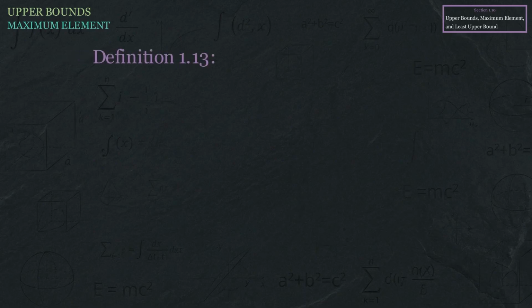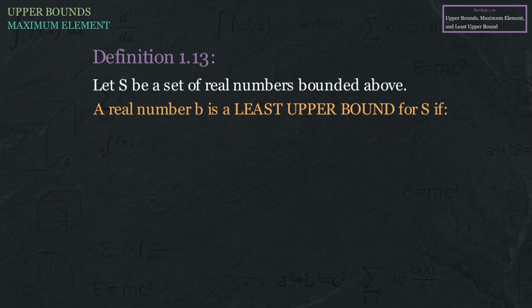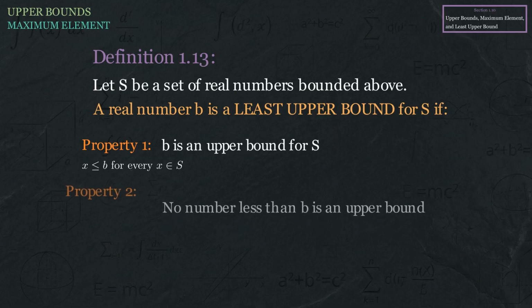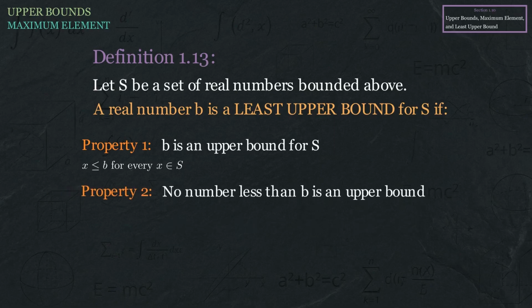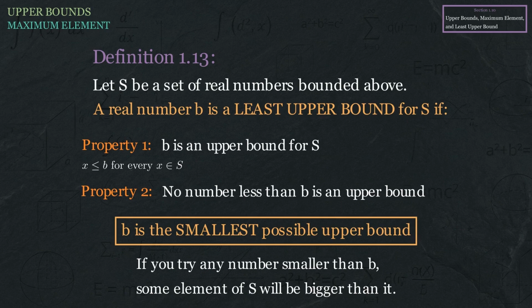Definition 1.13. Let S be a set of real numbers bounded above. A real number b is called a least upper bound for S if it has the following two properties. Property 1. b is an upper bound for S. That's straightforward. Every element of S is less than or equal to b. Property 2. No number less than b is an upper bound for S. Think about what the second property means. It's saying that b is the smallest possible upper bound. If you try to use any number smaller than b as an upper bound, it won't work. There will be some element of S that's bigger than it.